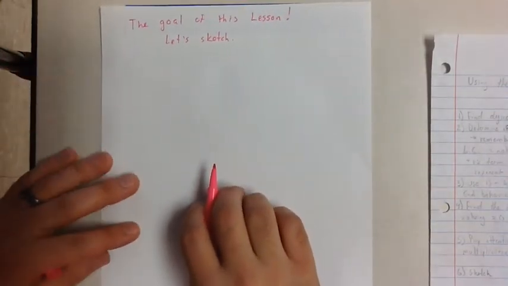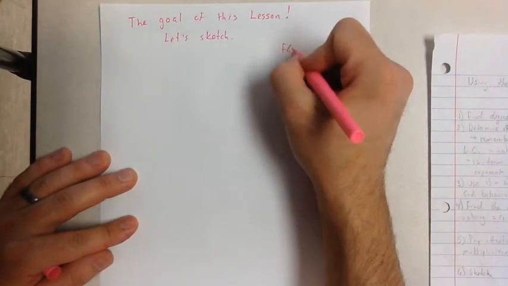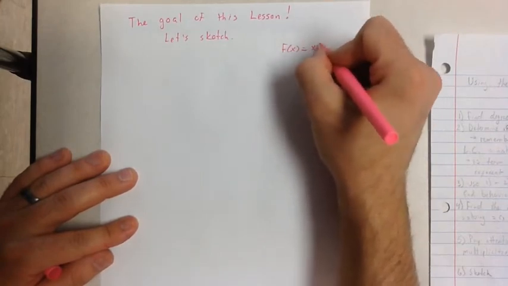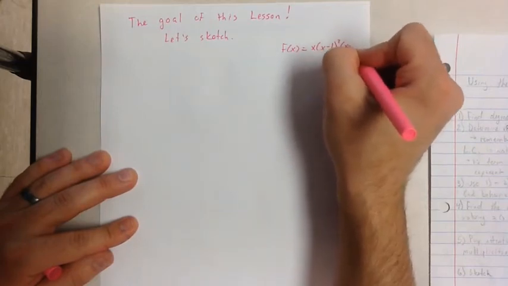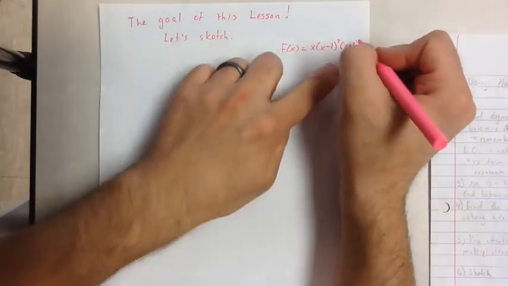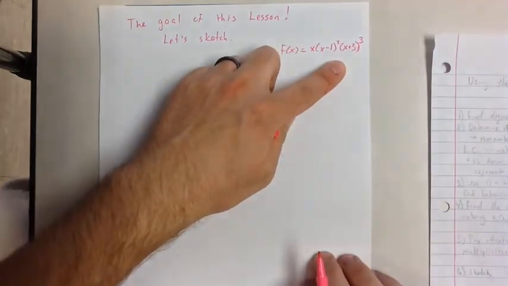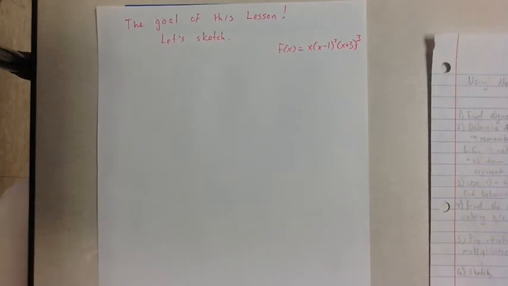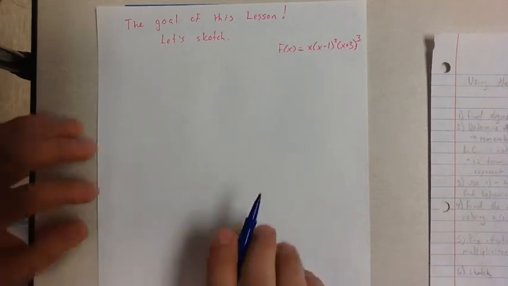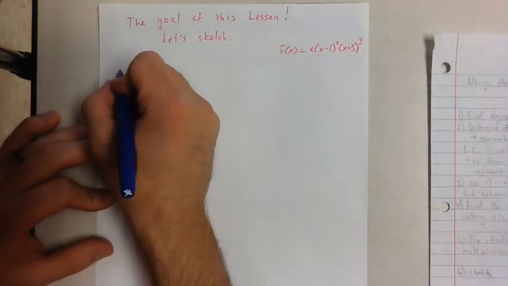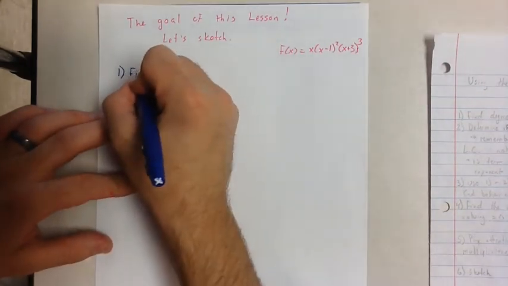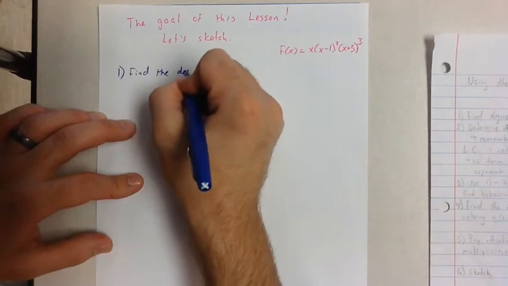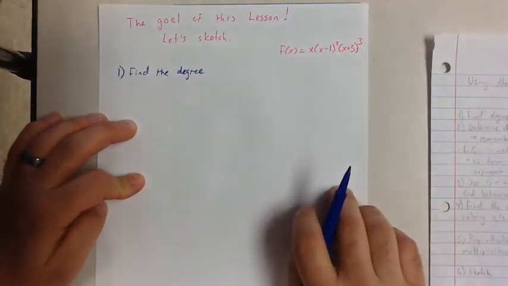So we have a factored polynomial. So let's use this example over here. F of x equals x minus 1 squared, and then x plus 3 cubed. So I encourage you here to go through this with me. As I'm going through this example, I encourage you to write this down as well, to follow along. So the very first thing we do to graph this function is to find the degree.